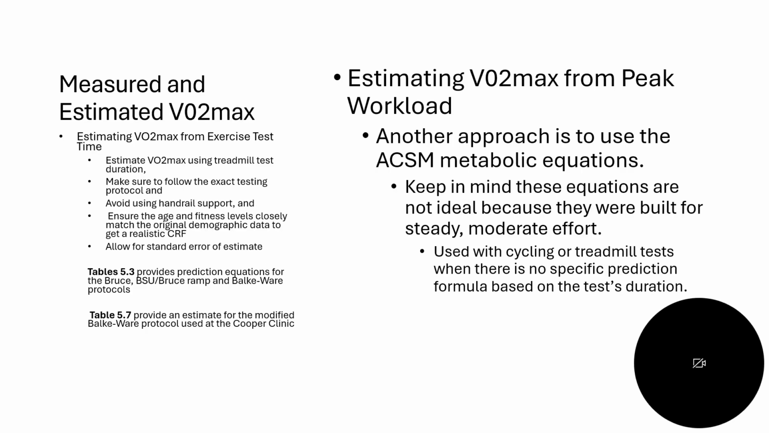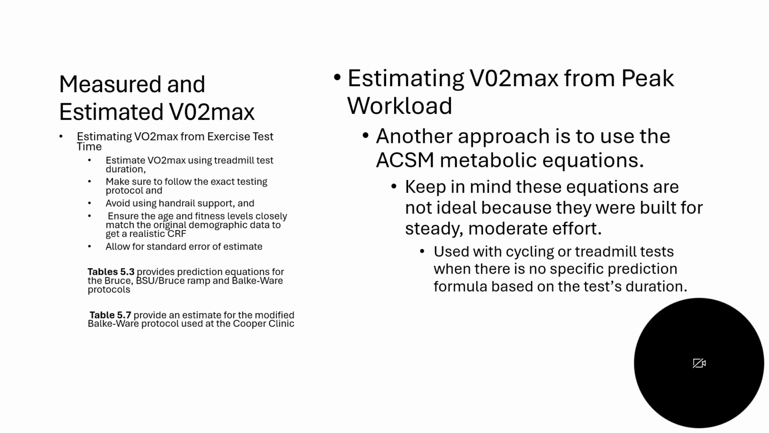Several research reports have provided regression equations to obtain an estimate of VO2 max from exercise test duration. When using prediction models, it is essential that the identical protocol is followed for the test and that the subject is not allowed to use handrail support during the treadmill test. It is also desirable to match the characteristics of the subject to the general characteristics of the population that was assessed in the original study.